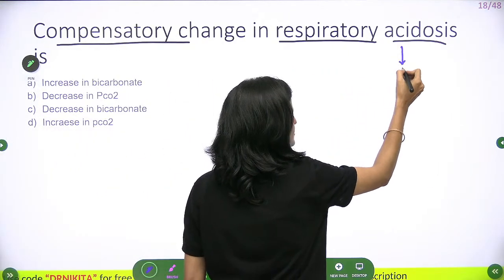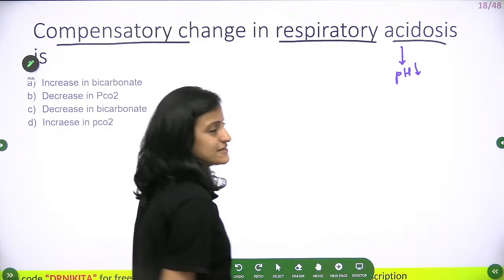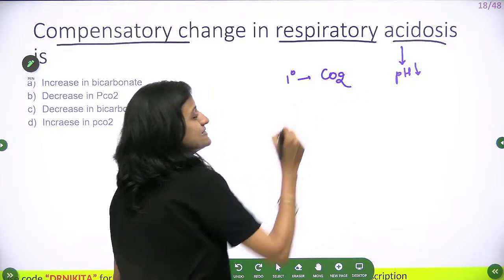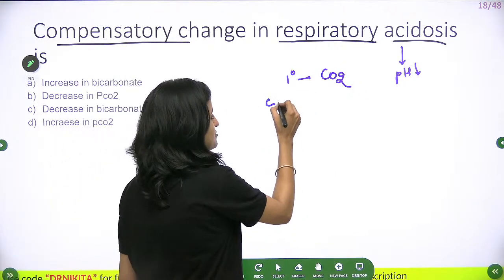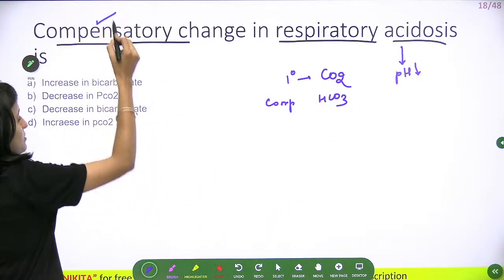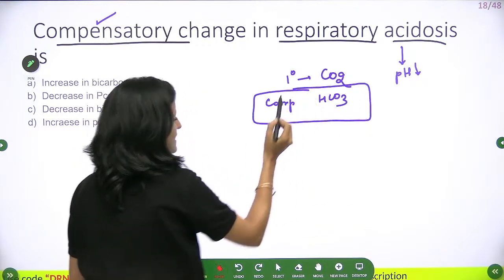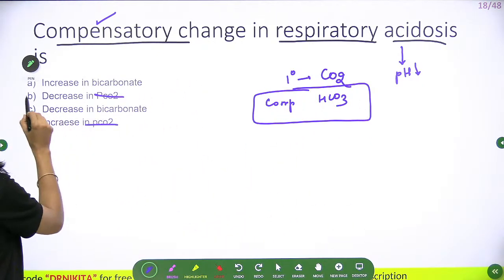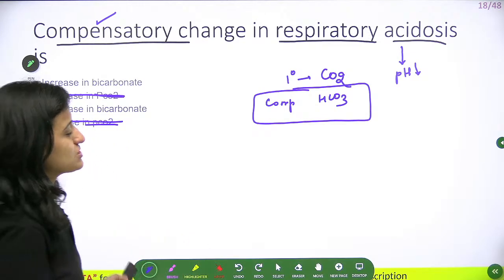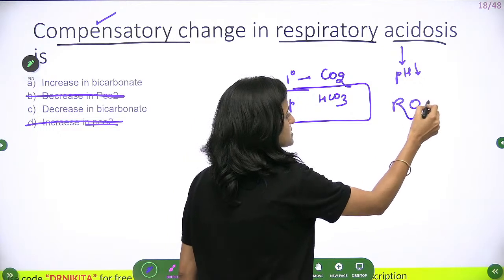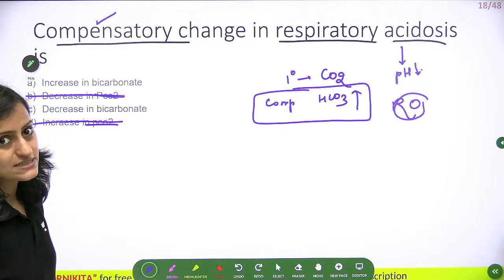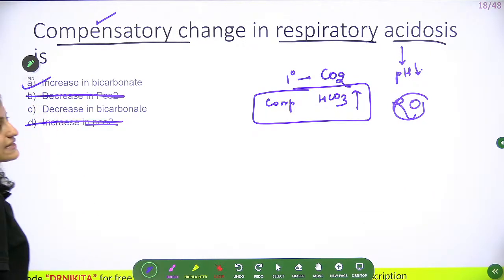First, this is acidosis. The pH is decreasing, right? It's a respiratory disorder. The primary change would be the change in PCO2. The compensatory change would be the change in bicarbonate, right? So the question is asking about compensatory, so it's going to be the change in bicarbonate. It's not your PCO2, so option B is ruled out, option D is ruled out. In respiratory, it is opposite. If the pH is decreasing, your bicarbonate increases, PCO2 increases, right? So it is the increase in bicarbonate.